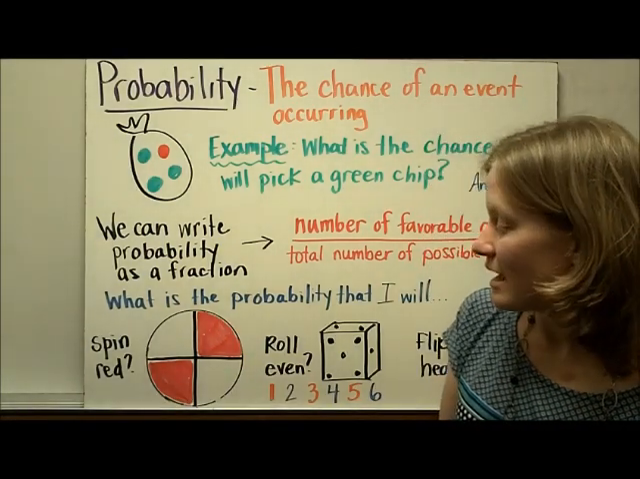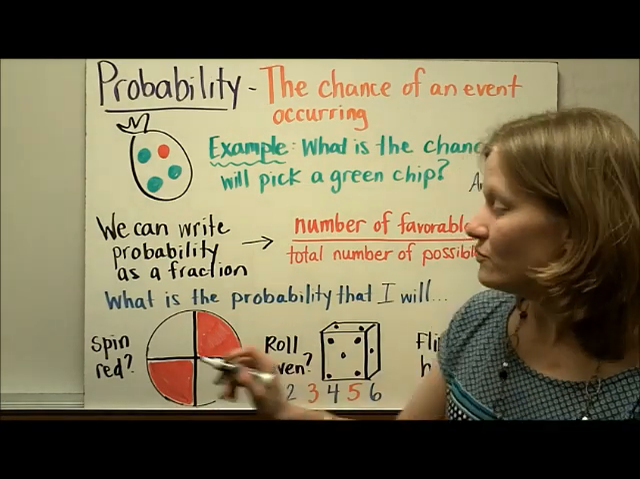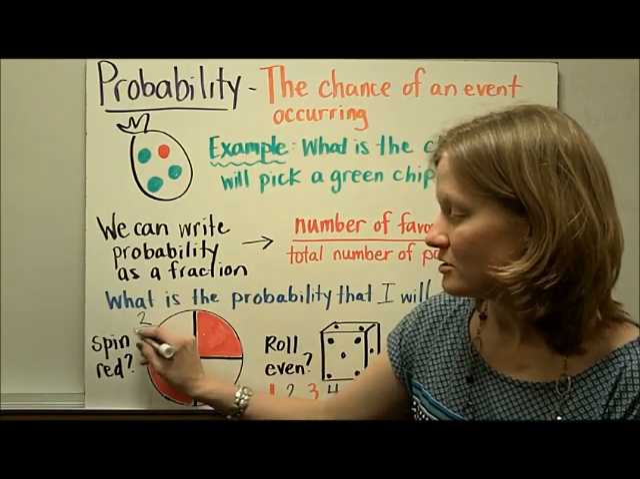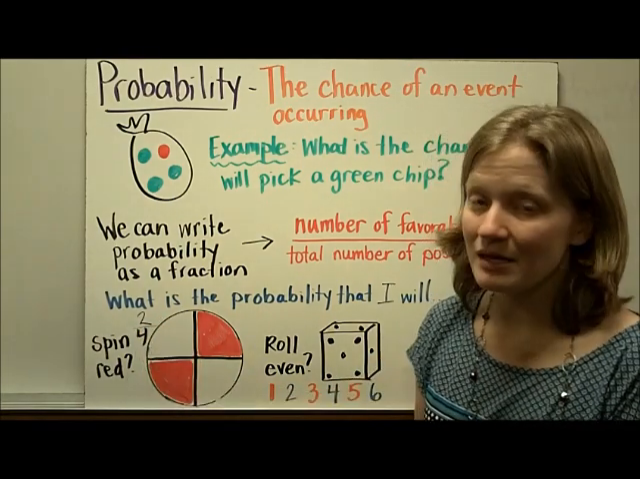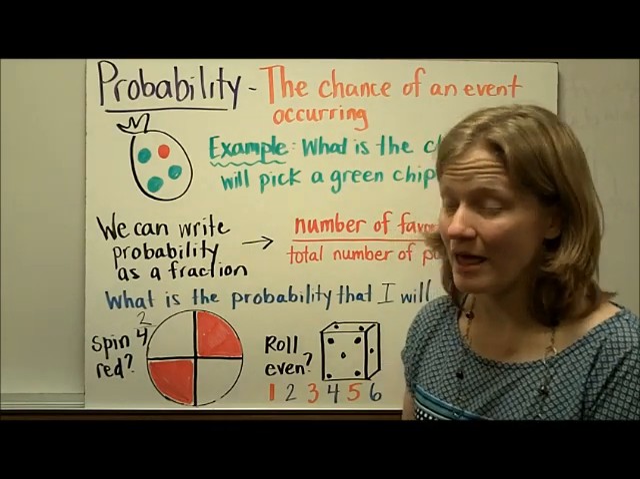What's the probability that I will spin red with this spinner? Well, there are 2 red sections. Red is our favorable outcome out of 4 sections altogether. So the probability that I will spin red is 2/4, or we could simplify it to 1/2, 1 out of 2.